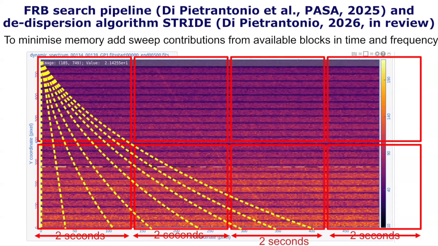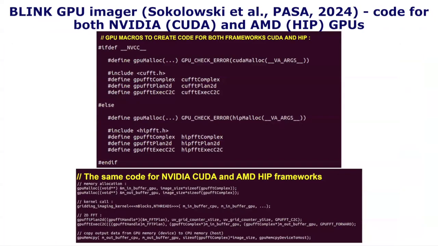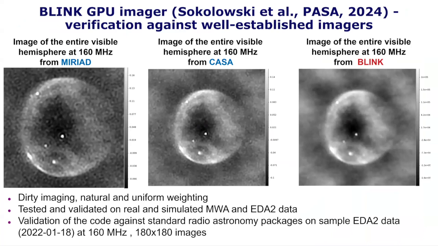So for every single start time and dispersion measure trial, we produce the dispersed time series from the images. We extend these dispersive sweeps using the images that we have available. As we produce more images, we expand dispersive sweeps, and then once we reach the lower bottom of the frequency, we check for candidates, we save candidates, and we discard the sweeps to make space for new sweeps. So just briefly summarizing, this can be compiled on both NVIDIA and AMD GPUs, just in case you wonder. We verified the imager against well-established imagers: CASA, Measurement Set, Miriad, WSClean.